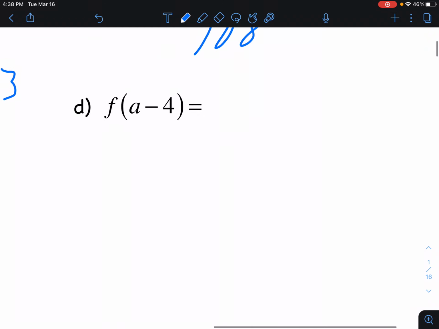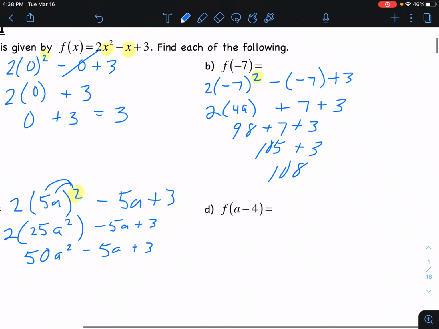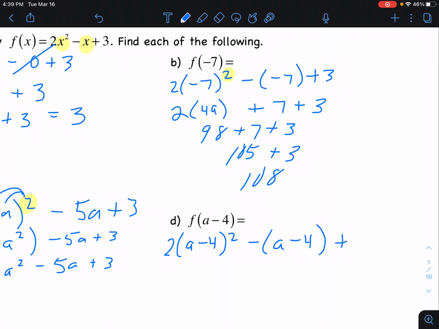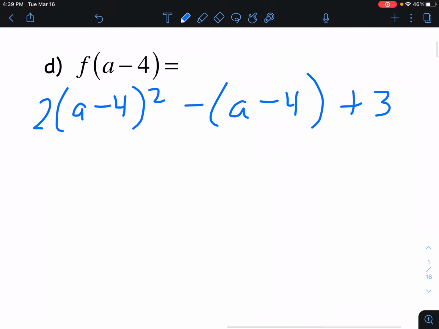All right, now we got a real tricky one. This one is brutal. I'm not even a fan of this one. So now we're going to plug in a binomial in for the x's. Okay, this will be an invisible one that'll distribute, by the way. But that's not going to be my first step. My first step, of course, again, is my exponent.